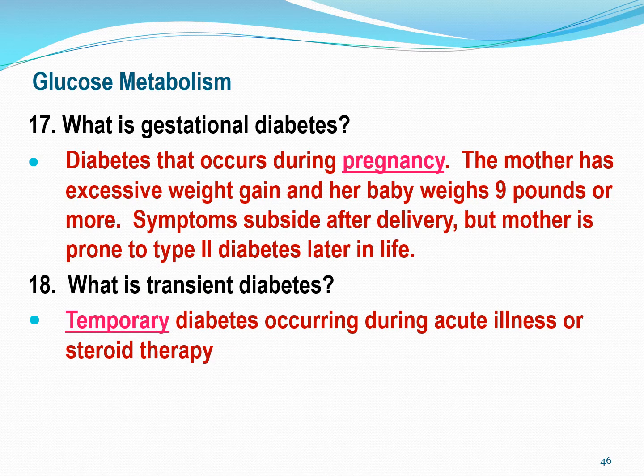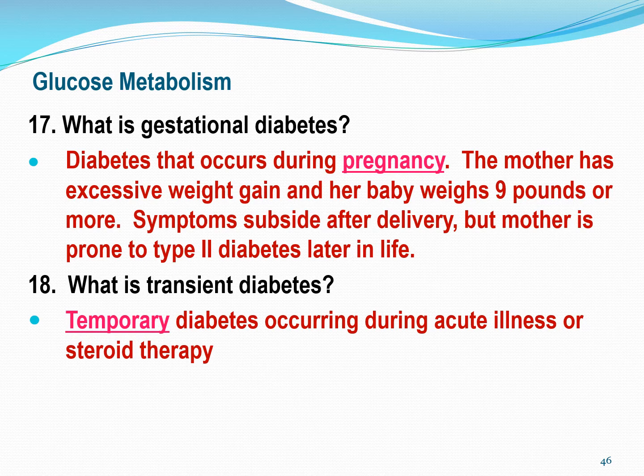So what is gestational diabetes? Diabetes that occurs during pregnancy. The mother has excessive weight gain and her baby weighs 9 pounds or more. Symptoms subside after delivery, but the mother is prone to type 2 diabetes later in life. Now, this doesn't absolutely mean that she is going to get diabetes later in life. As a matter of fact, if you were a little bit overweight when you got pregnant, and then gained a lot of weight when you were pregnant and developed gestational diabetes, this should be a warning sign to you that there are things in your lifestyle that you need to change.